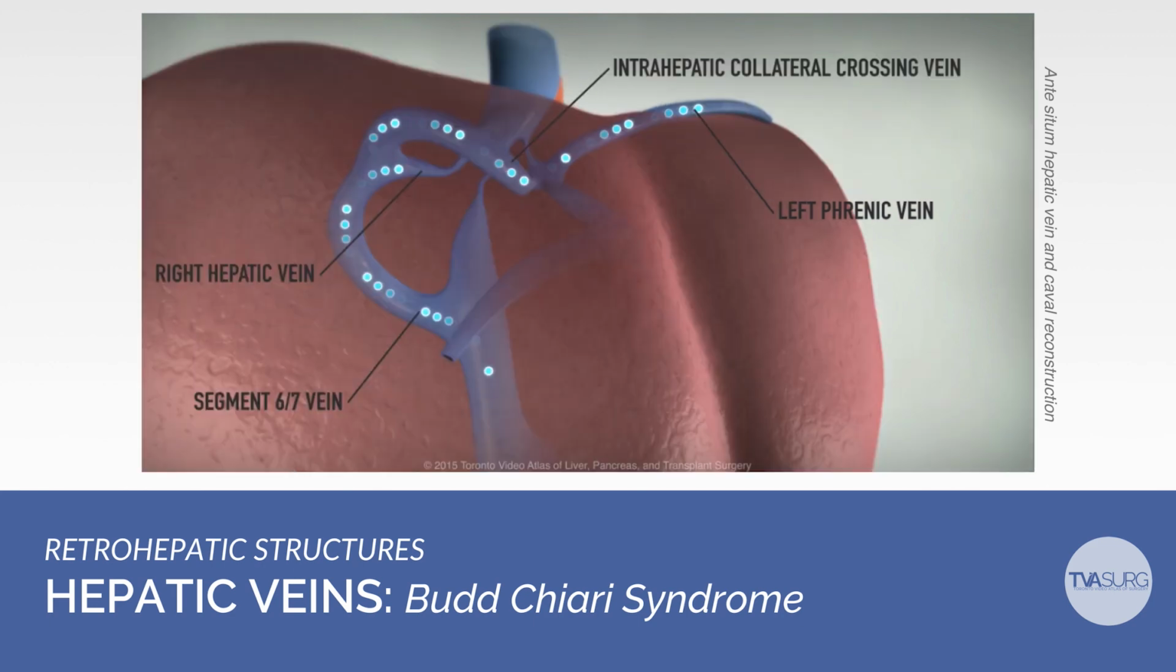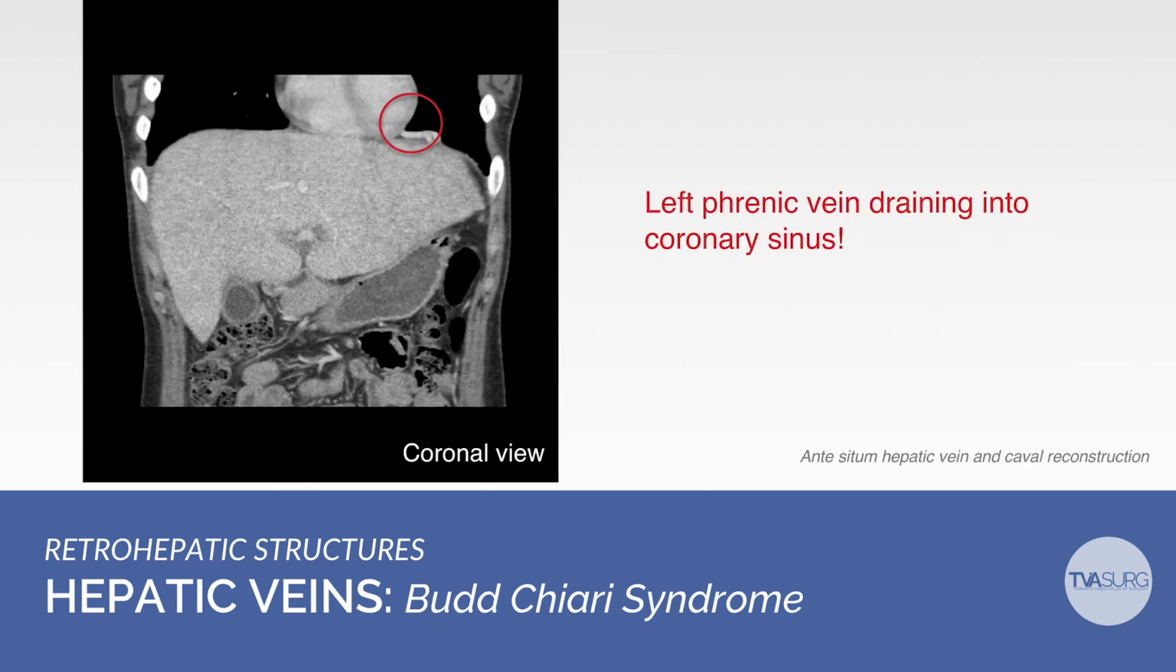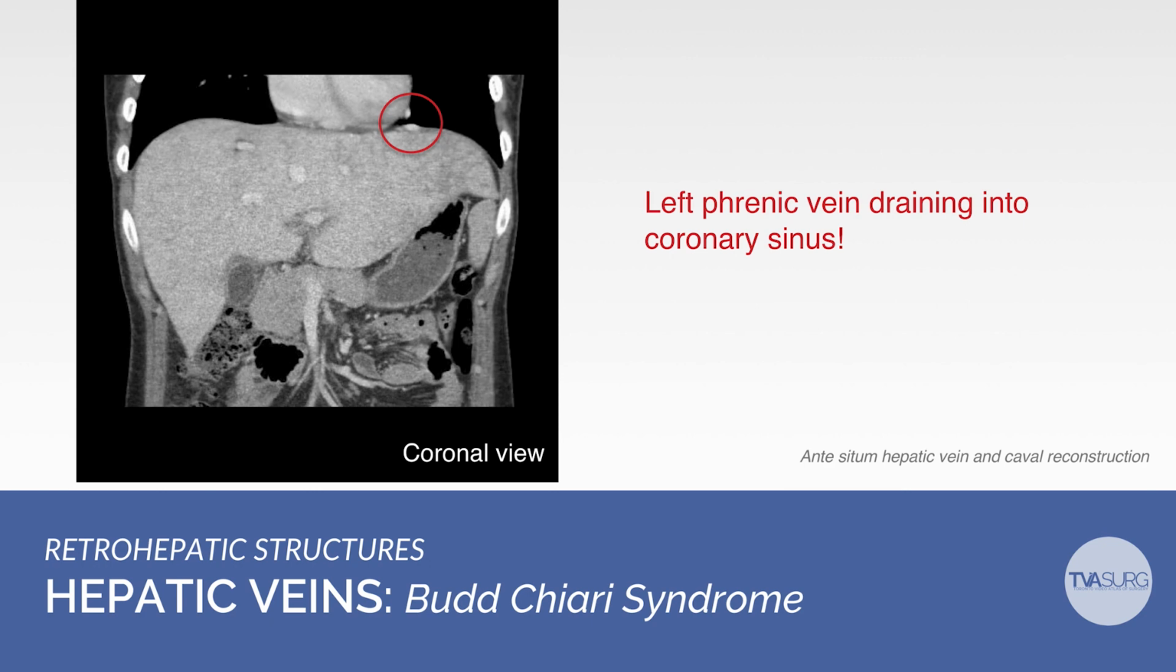What's even more abnormal is the way the right lobe is drained. Since the right hepatic vein is blocked, the blood from the right lobe flowed into the left lobe via this, what our surgeon called it, intrahepatic collateral crossing vein, and that connects to the left phrenic vein at the middle left confluence. As you recall, the phrenic veins drain into the IVC. But again, because it is blocked, this phrenic ring wraps around on top of the diaphragm and drains directly into the coronary sinus of the heart.